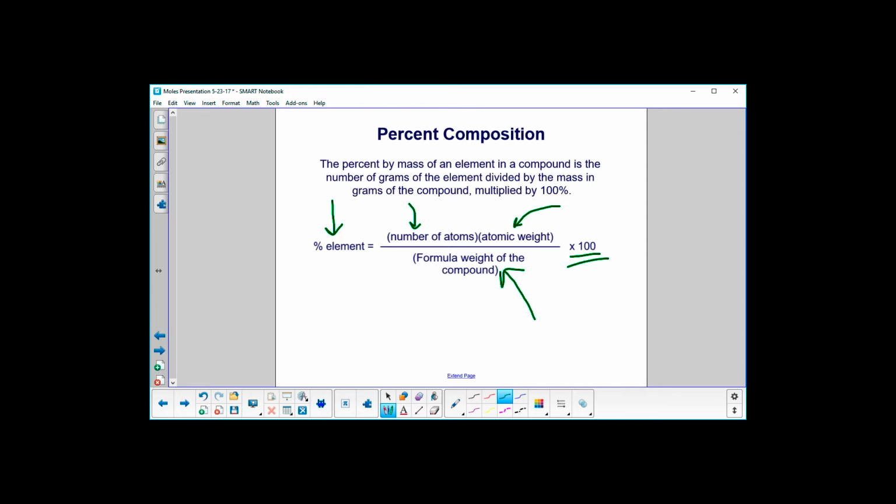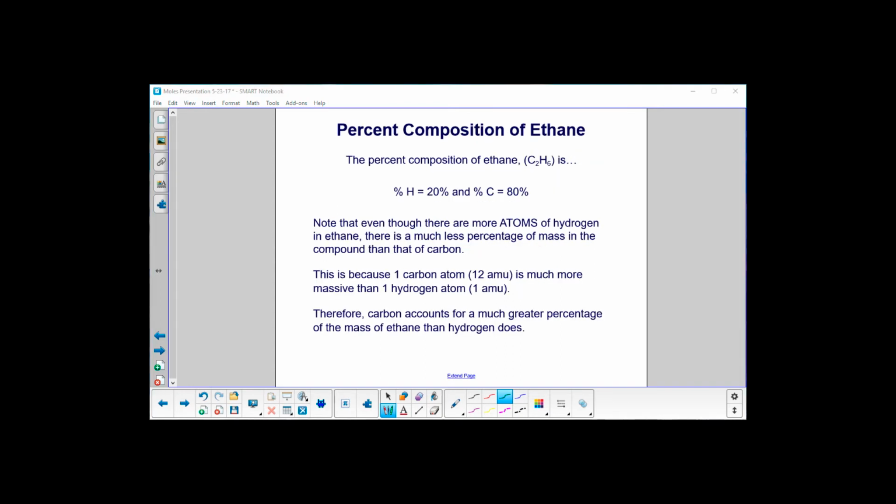So let's see if the units work. Yeah, we have the atomic weight and the formula weight both in AMUs, so that will cancel. Then we just have the number of atoms, we multiply it by 100, and we get a percentage. Here's our result. Hydrogen is 20% of ethane, and carbon is 80%.